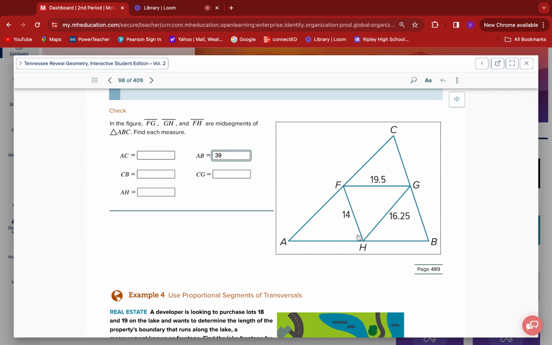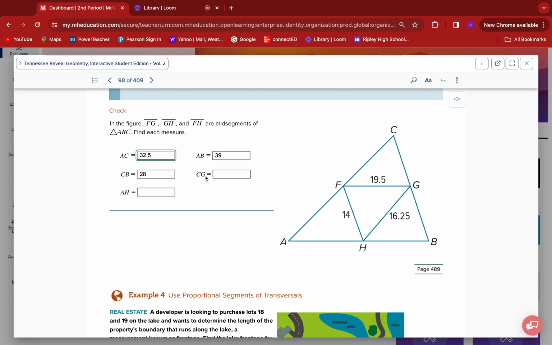All right, if FH is 14, then we're going to double it to get CB. Because if FH is a midsegment, it is half of what CB is. So 14 times 2 is going to be 28. All right, and last but not least, GH is 16.25. It is a midsegment of CA. That means we got to take 16.25 times 2 to get CA, or AC. They call it AC over here. And that's going to be 32.5.